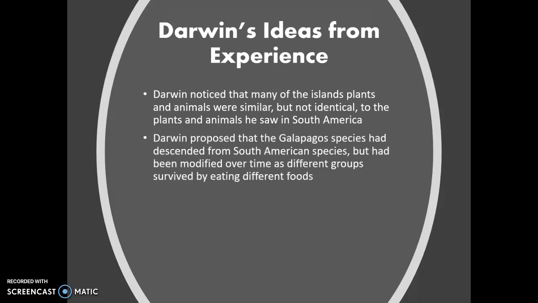So Darwin proposed that the Galapagos species had descended from South American species, but there had been something that had modified them over time, which is why they were similar to the plants and animals he saw in South America, but not identical, okay? And he determined that the modification over time happened and different groups survived because they were eating different foods, and that's why the different modifications were maintained in the population. We refer to this today as descent with modification.